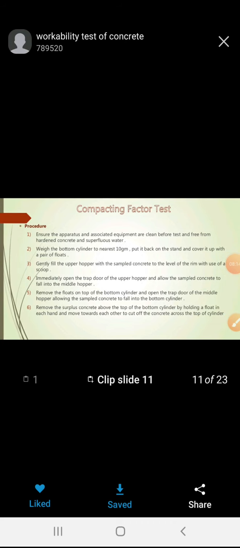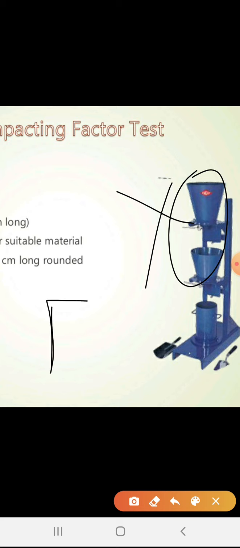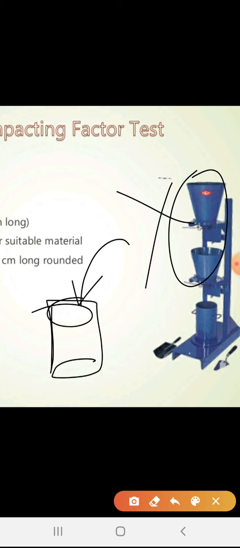After measuring the weight of the concrete in the compaction factor apparatus, now again do the same procedure without using this equipment. Take only the cylinder and fill the concrete in three layers, and tamp it thoroughly with the tamping rod. Now measure the weight of the concrete. Obviously now we are making a manual compaction.